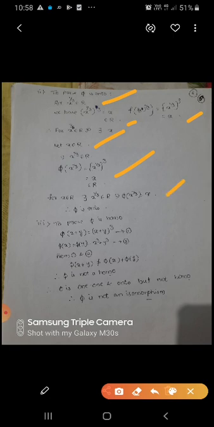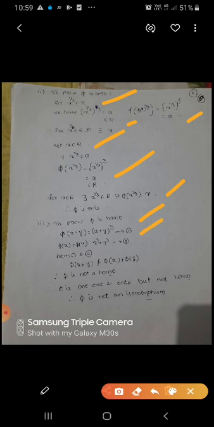So for x belongs to R, there exists x power 1/3 belongs to R such that phi of x power 1/3 equals x. Therefore phi is onto. Next, to prove phi is a homomorphism. Here phi of x plus y equals (x plus y) whole cube. Take that as equation 1.